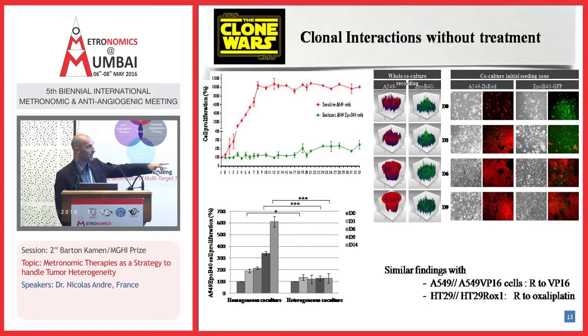The important thing is that when we tested different cell lines, we also had this VP16 resistant cell line, and we found the same thing. We also tested a colon cancer cell line that was resistant to another agent, here oxaliplatin, and we found the same phenomenon. It was not as strong, but we still had the same process. To be true, in some cases the clones don't interact with each other, and in some cases it would be the opposite.